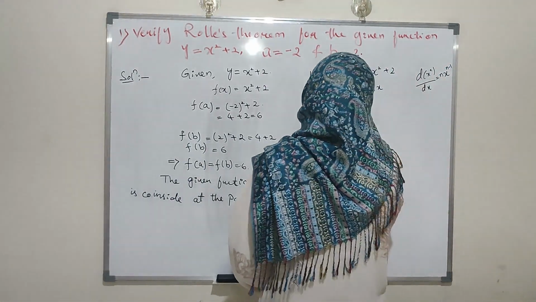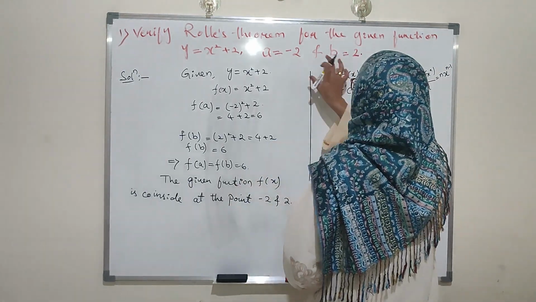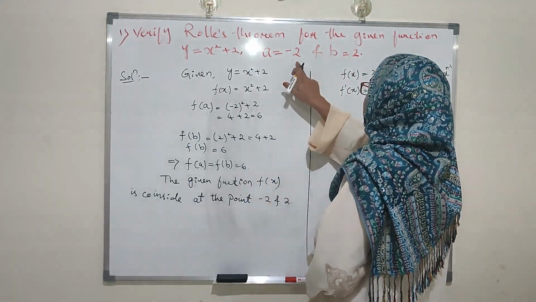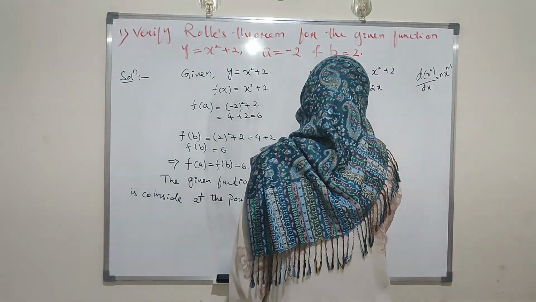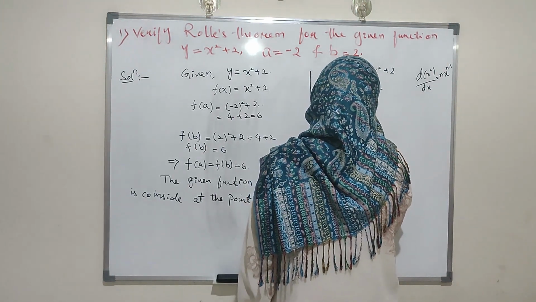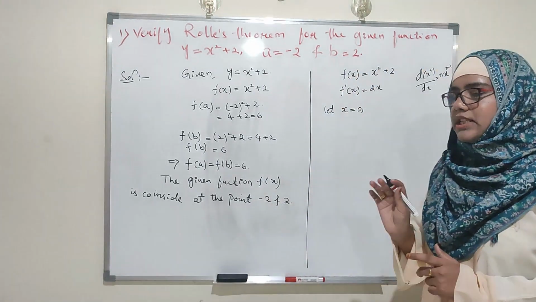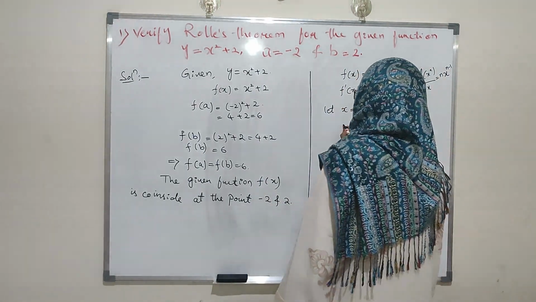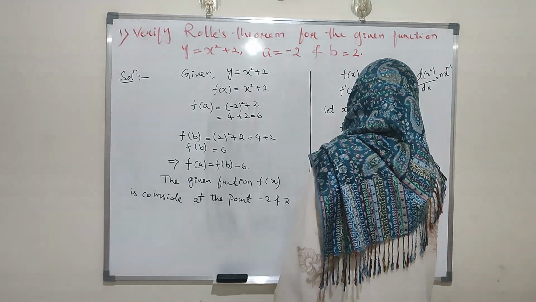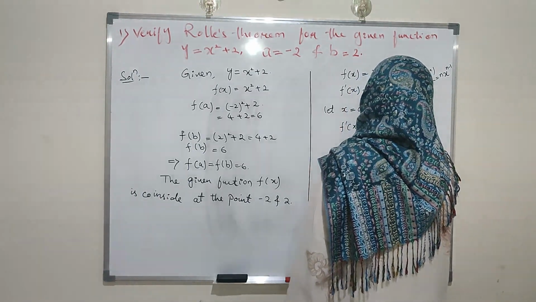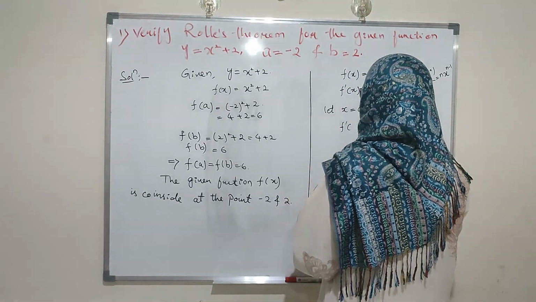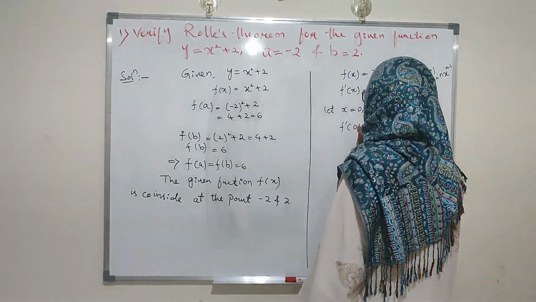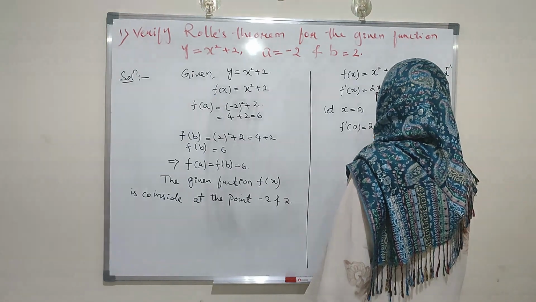Now we have to show that there exists a point c in between a and b. So consider the point, let x is equal to 0. Suppose x is equal to 0. Then f dash of x becomes f dash of 0. Replace x by 0. F dash of 0 is 2 into 0.